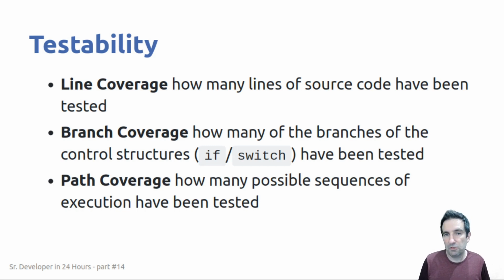We can also measure coverage in terms of path coverage. This ties back to cyclomatic complexity. How many of the paths that we identified when we were measuring cyclomatic complexity are tested by the different test cases that we have?